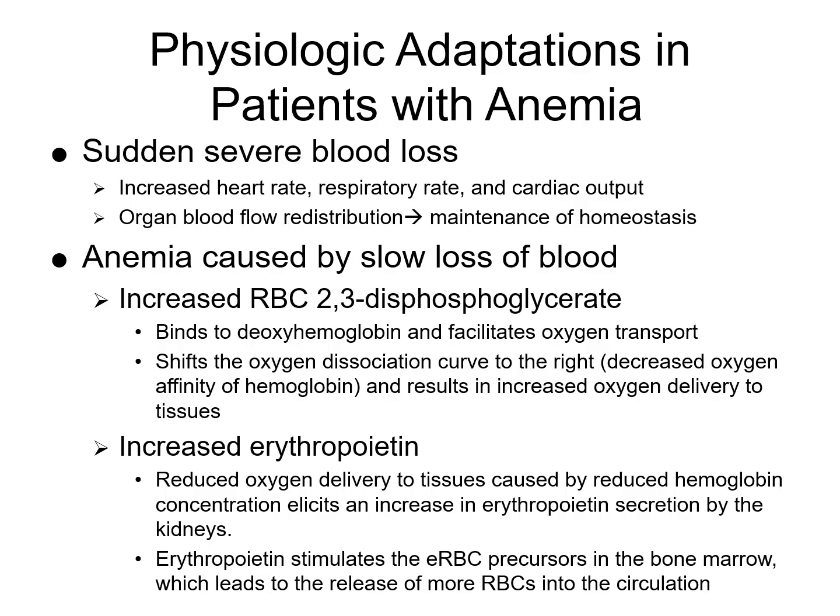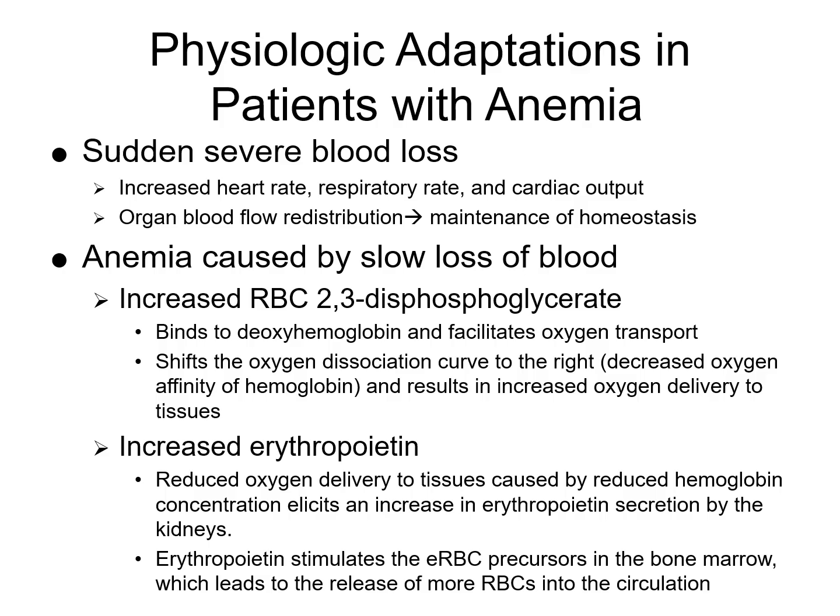So anemia that is due to a slow blood loss, the body will adapt through biochemical changes to improve oxygen delivery despite reduced hemoglobin. So they'll have an increased red blood cell 2,3-diphosphoglycerate, or 2,3-DPG. This will bind to the deoxyhemoglobin, which is hemoglobin without oxygen, and that reduces hemoglobin's affinity for oxygen. This can cause a rightward shift of the oxygen dissociation curve, which means hemoglobin releases oxygen more readily to the tissues. The result of this, though, is increased oxygen delivery to tissues, even though blood oxygen content is reduced.